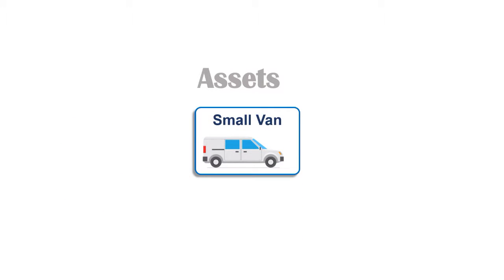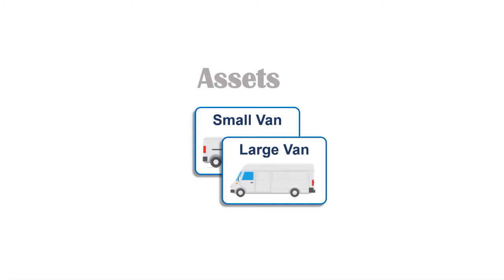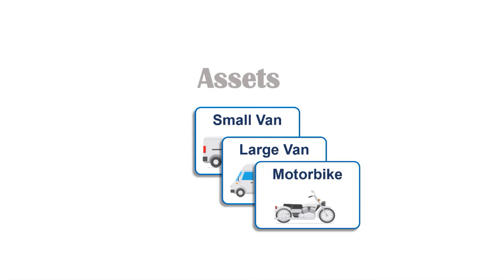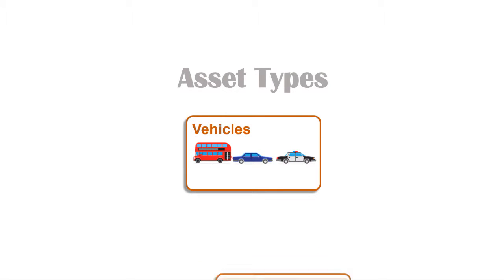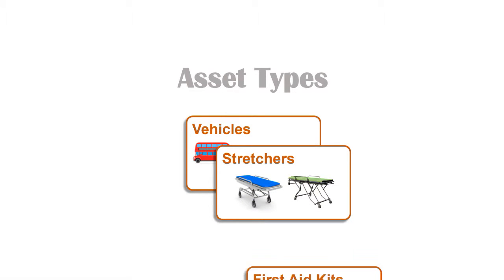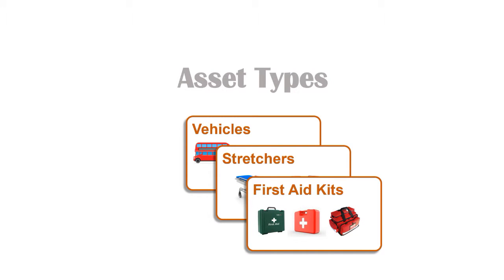We already had our small van and a couple more examples there as well, a larger van and a motorbike. Asset types, obviously, first one is vehicles that those last examples belong to. And there's a few alternative categories of types of assets. It sometimes helps to group assets together by type.